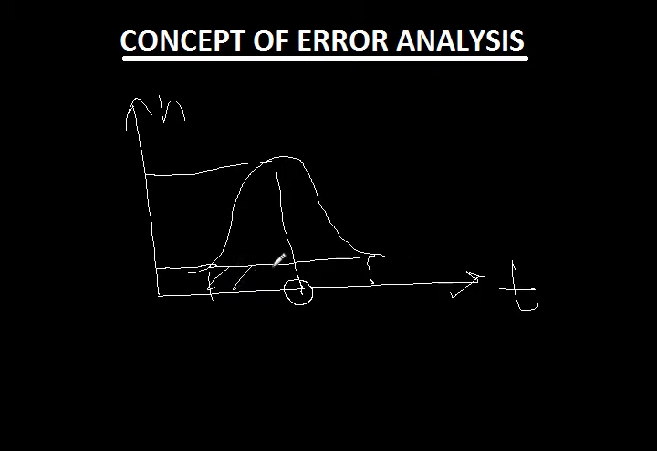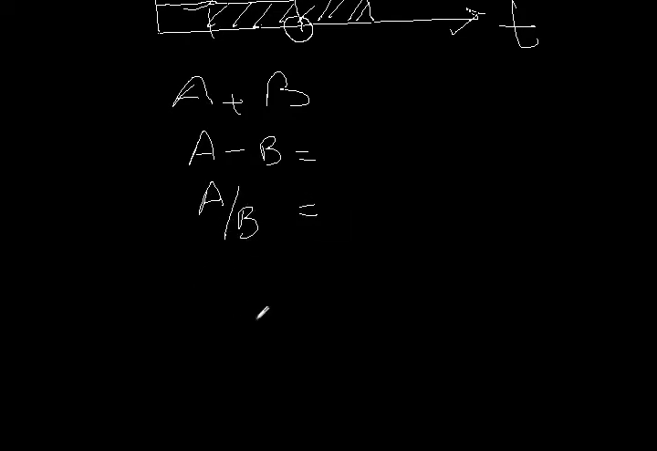So these are the errors that we take into consideration, and that is the reason why in error analysis we always add the errors. This may sound odd, but in error analysis, if you are asked to add, you are adding a plus b. If you are subtracting a minus b, that will also result in addition. If you are dividing something, that will also result in addition. If you are multiplying something, that will also result in addition.